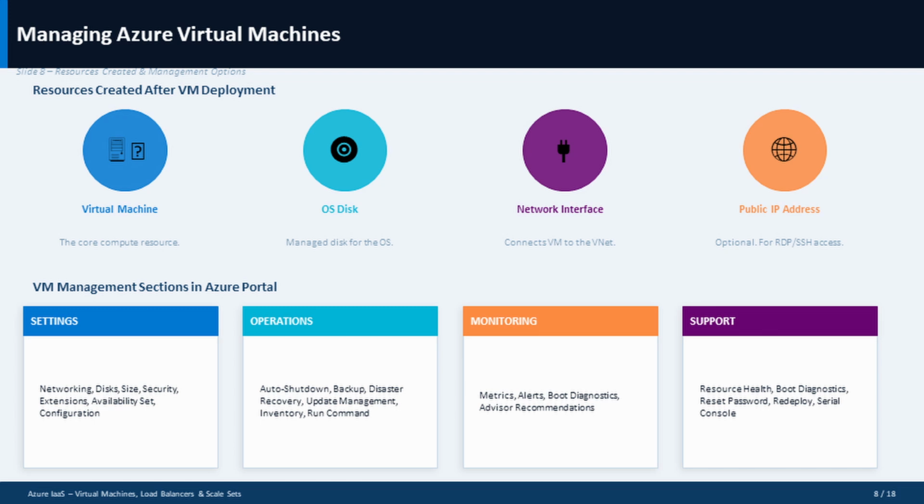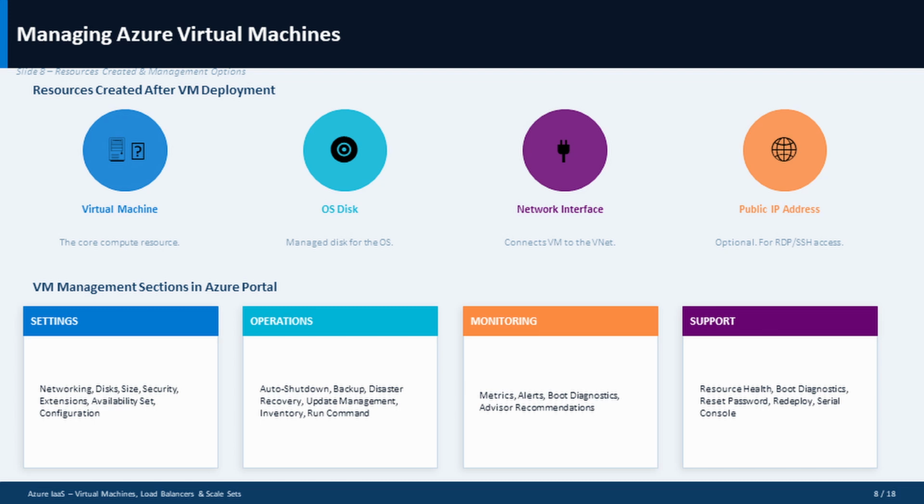They reduce the number of resources you need to track and manage. Once your VM is running, management is organized into 4 sections in the Azure portal. Under Settings, you'll find networking, disks, VM size, security, extensions, and configuration. These are similar to the options you configured during creation.